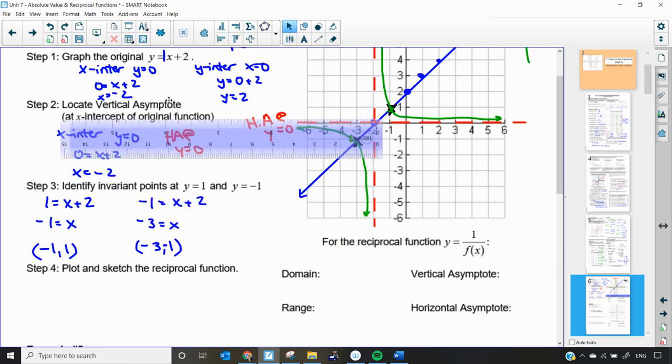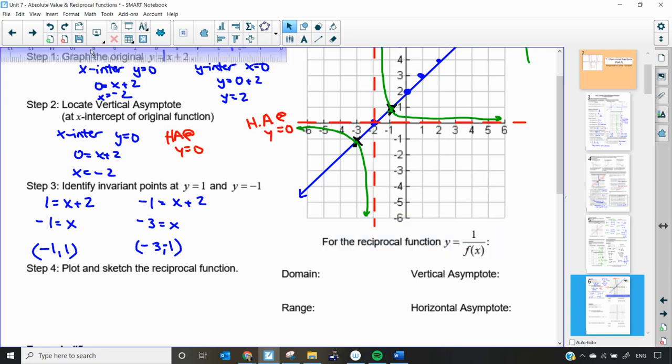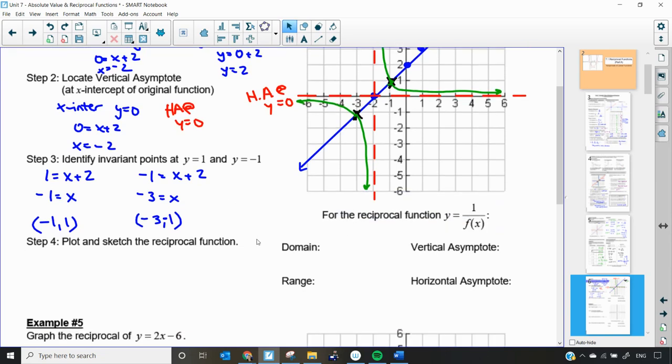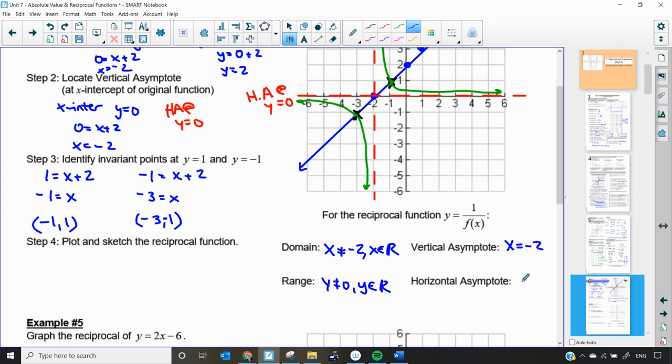So taking a look at our domains and ranges, the domain for the reciprocal function, we have a restriction because of our asymptotes. So our domain is x cannot be 0, or sorry, x cannot be -2, and x is an element of the reals. And then we have a restriction for our range. Y cannot be 0, and y is an element of the reals. And our vertical asymptote happens at x equals -2, and our horizontal asymptote happens at y equals 0.